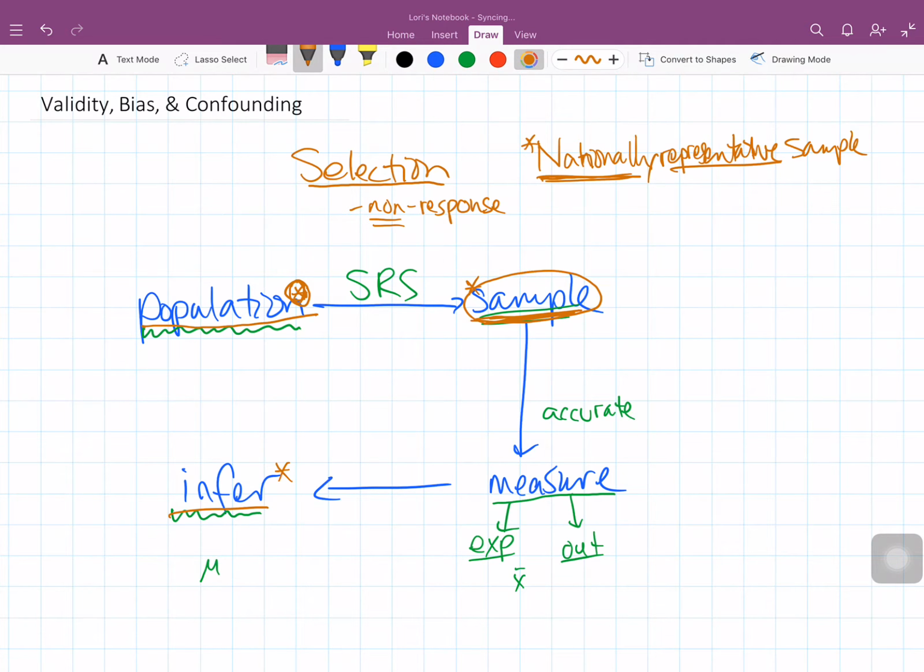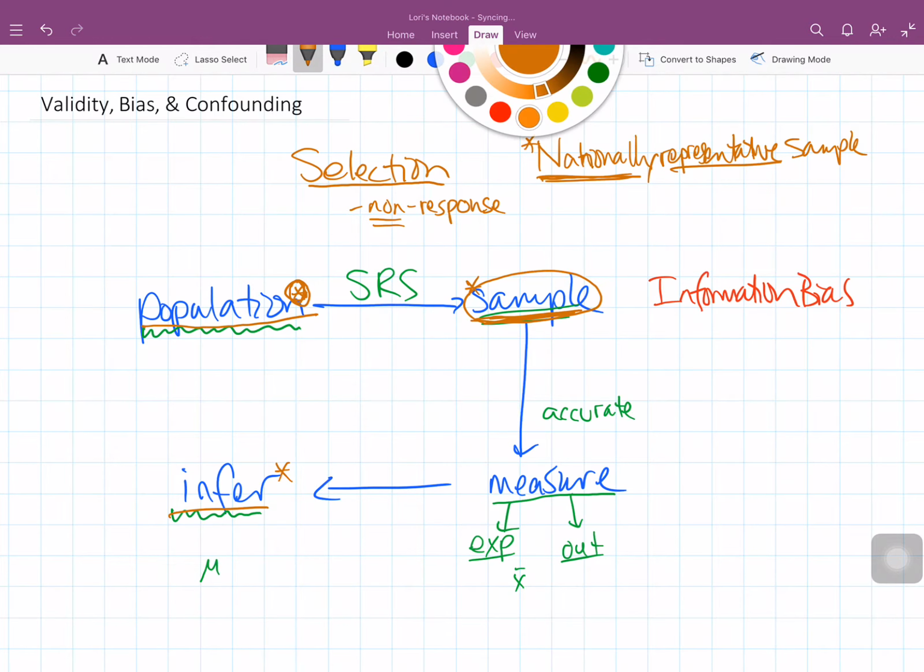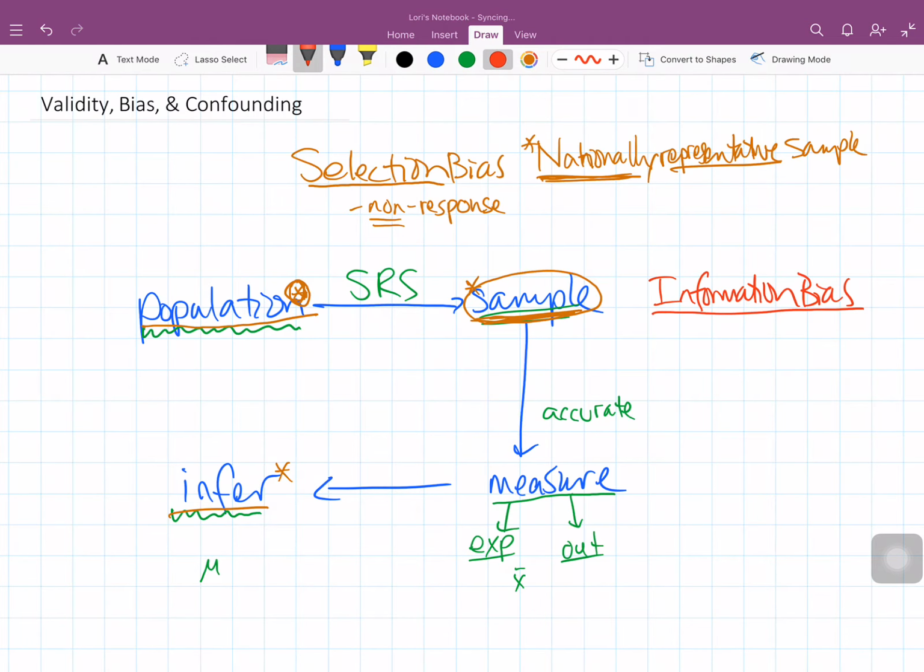The second type of bias that I would like to talk about is called information bias. So this was selection bias, and this is information bias. And information bias, there are several different common types. Before I get into that, I want to add a couple of things to this idea that once we have a sample, we want to measure things in a way that's accurate.